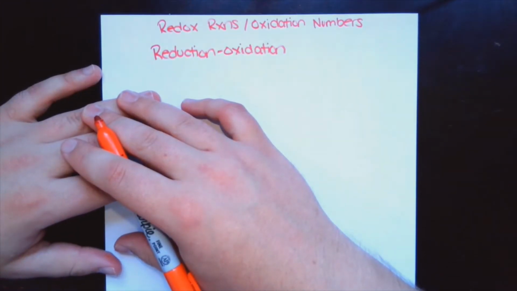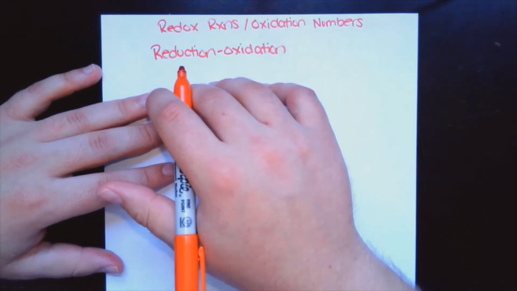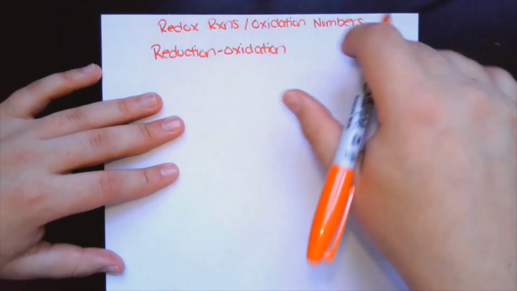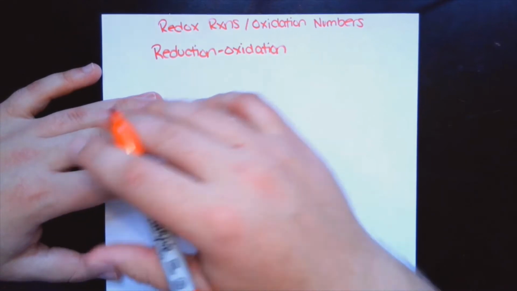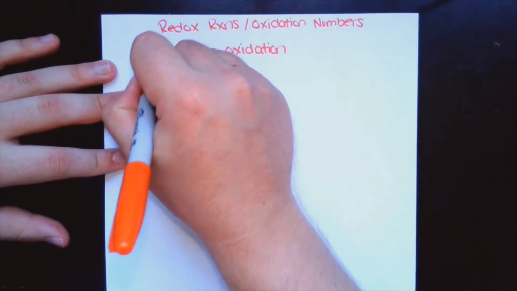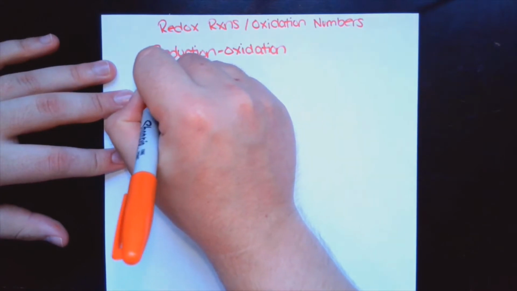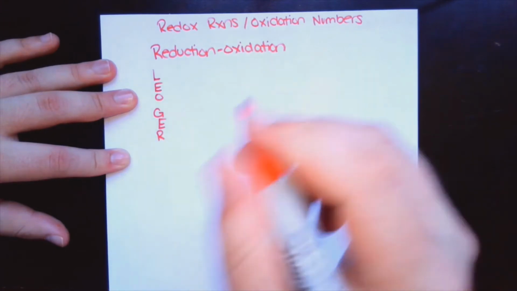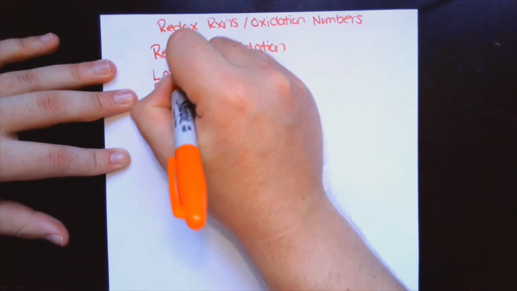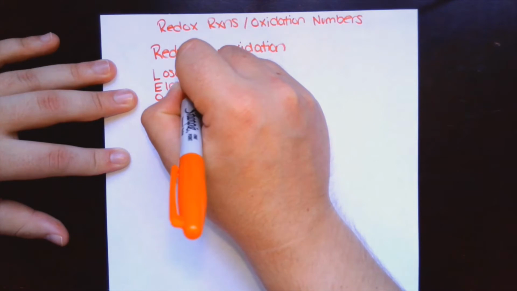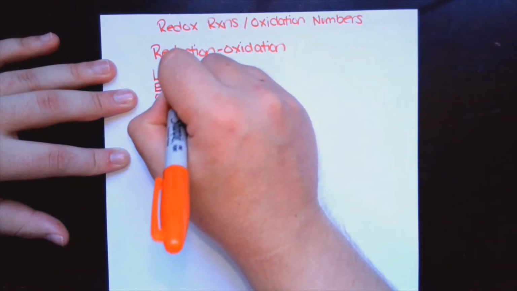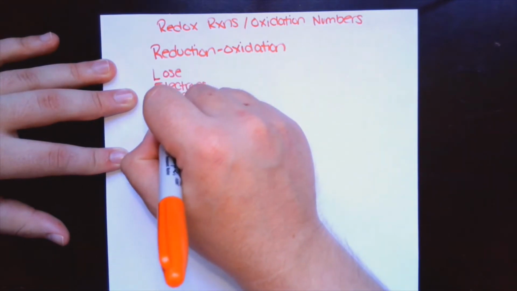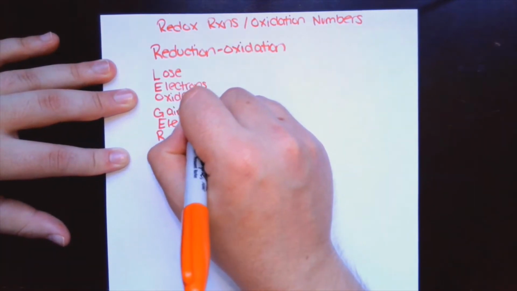In fact, specifically, the atom that's losing the electrons is giving those electrons to the atom that's gaining these electrons. So one phrase you want to remember is called LEO-GER. LEO stands for lose electrons, oxidation. GER stands for gain electrons, reduction.